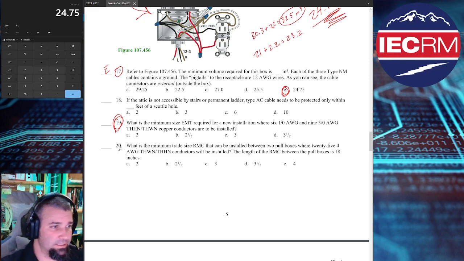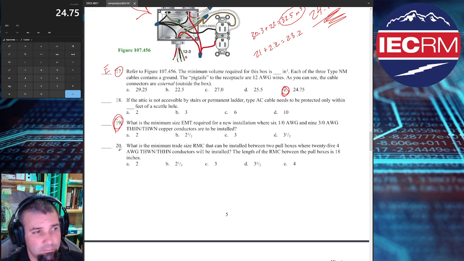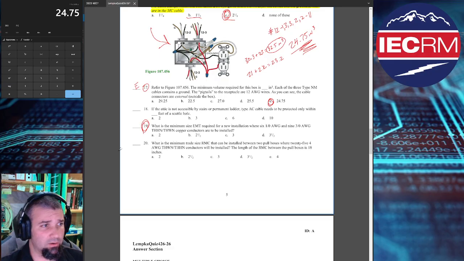All right, one more time, 19. What is the minimum size EMT required for a new installation where 6 1/0s and 9 3/0s are to be installed? This doesn't give us a size of the conduit, so we can't use the nipple rule. If we are not given that size specifically, I'm not going to try to use the nipple rule because I don't want to accidentally have an issue.